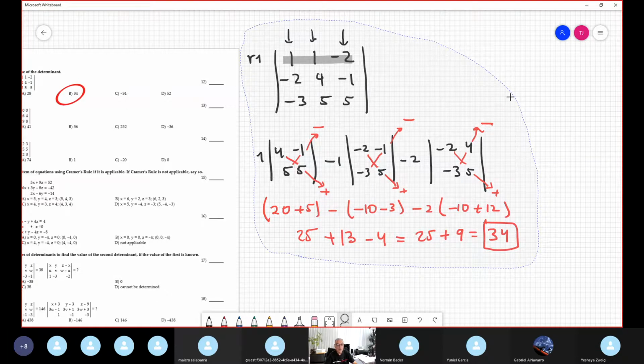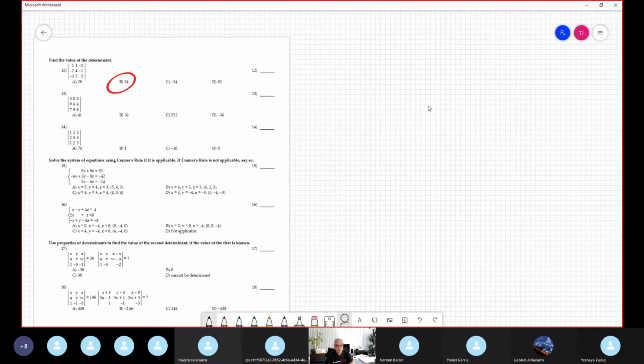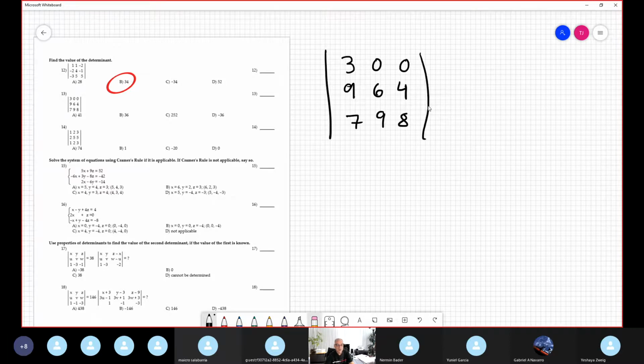Okay. Let's do number 13. Number 13 is easy. Why is it easy? Because the determinant has a lot of zeros. So when you travel along row 1, remember you can expand using any row or any column, and the answer doesn't change. I guarantee you 100%.